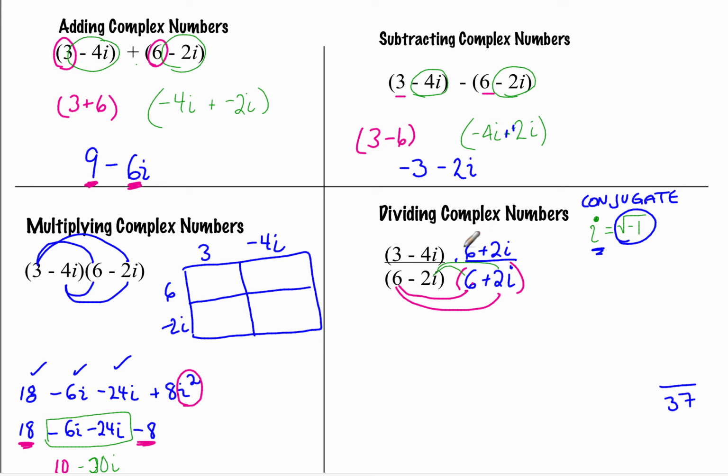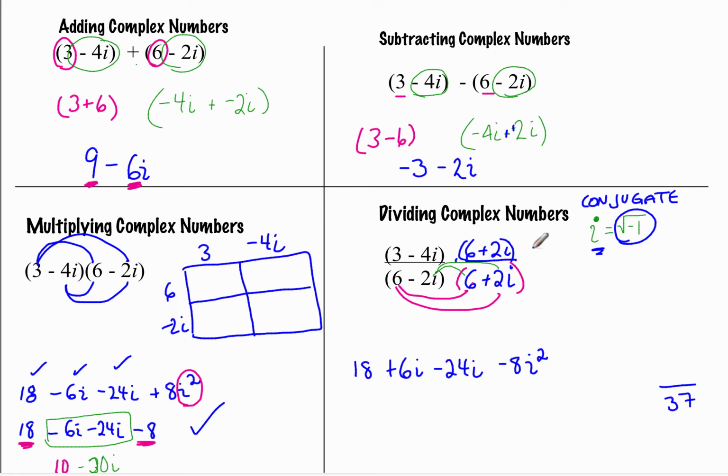All right, so if I clean this up here, the last thing we have to do is multiply out the top. And hopefully you guys are pretty adept at multiplying a binomial by a binomial. You should be able to fly here. That's 18 plus 6i minus 24i minus 8i squared. It almost is the same as our problem over here in multiplying, but because this was a 6 plus 2i and this one was a 6 minus 2i, little sign change.